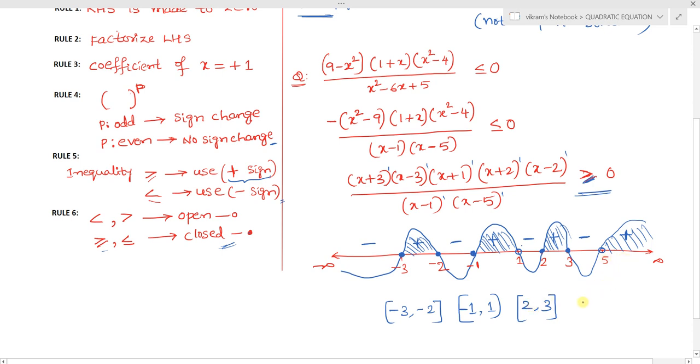Next, the plus sign range 5 to infinity. 5 comma infinity: 5 is an open interval. Why? Because 5 is not included in the solution, and infinity is always an open bracket. Now all these combine with unions. So x belongs to [-3, -2] union [-1, 1) union [2, 3] union (5, infinity). This is our required solution for the given inequality.